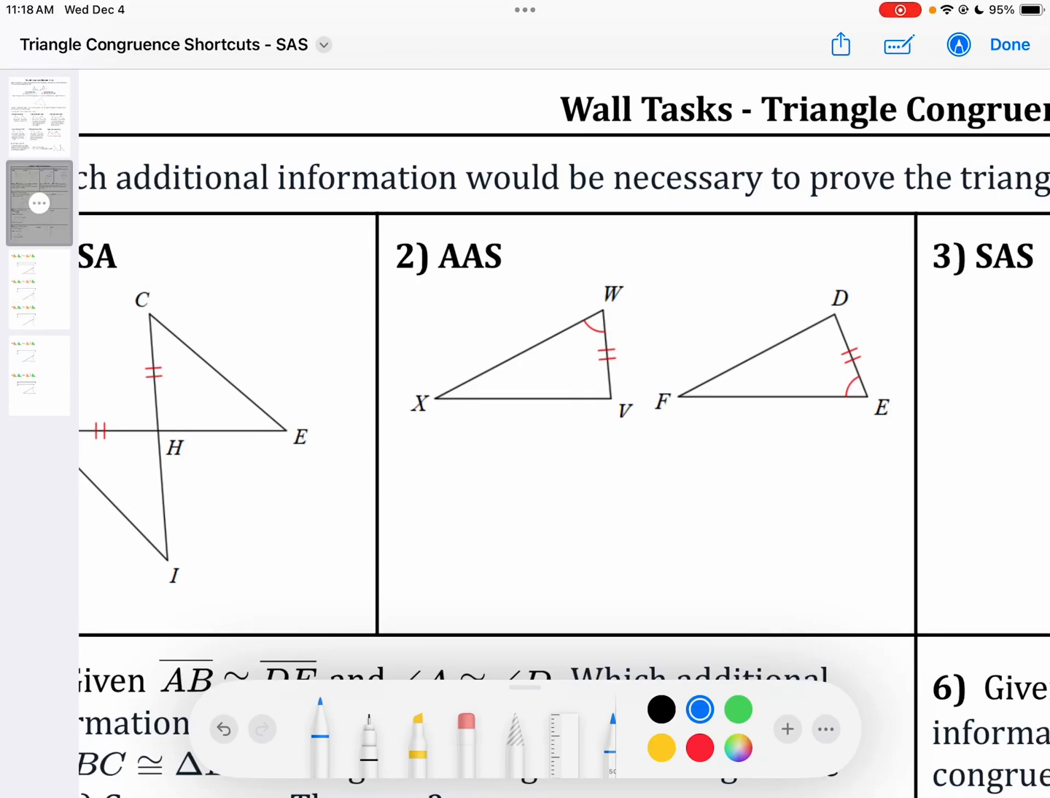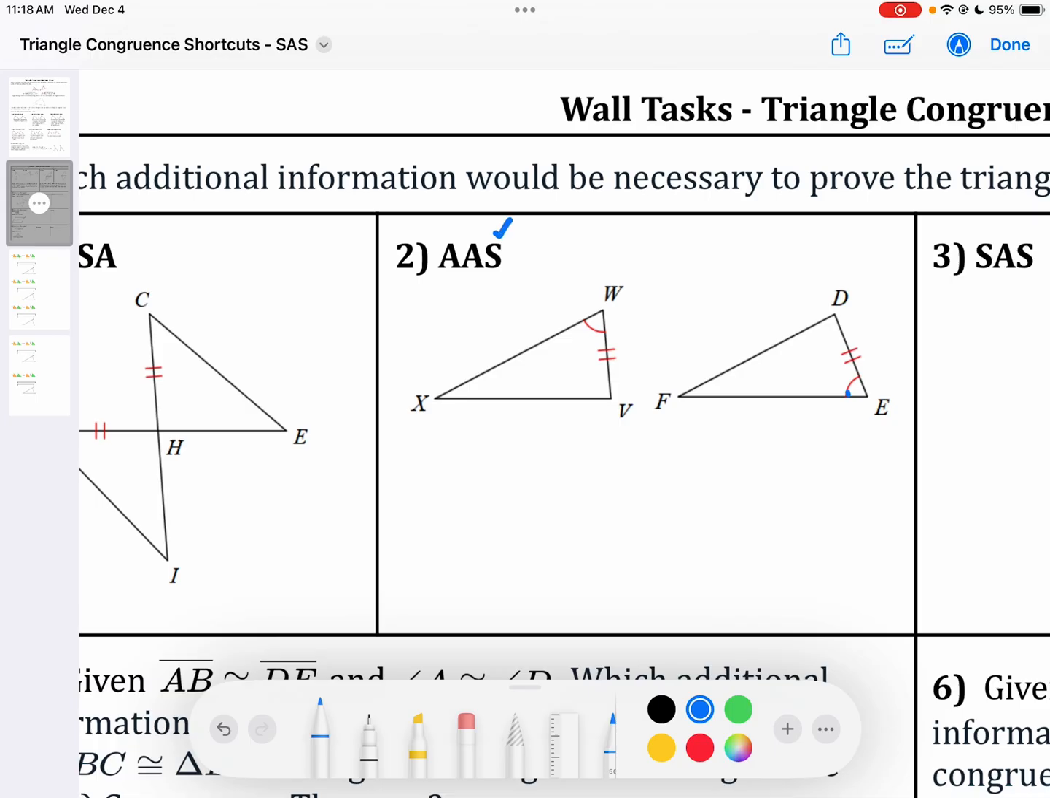All right, so for number 2, we're trying to find what additional information we need based on the shortcut provided. So we're looking at angle, angle, side. Here the side is not in between the two angles. We're given an angle at W, and that corresponds to the angle at E. We have the side WV is congruent to the side DE. So we have a side.